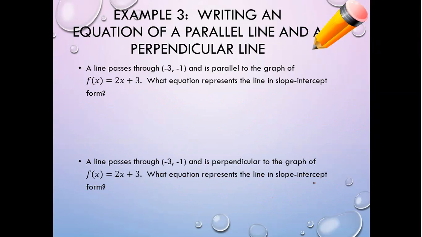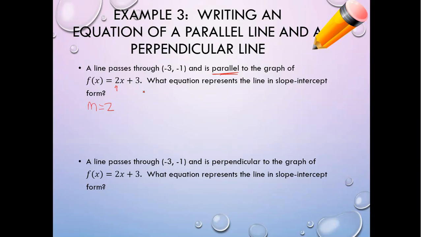Let's try another example here. So I have this line, and it's going to pass through negative 3, negative 1, and it's going to be parallel to f of x equals 2x plus 3. And it asks, what's the equation of the line in slope-intercept form? So same thing, I'm just going to steal the slope from what I need. So it's parallel, so I'm just going to steal my slope, which is 2. So my m is 2.